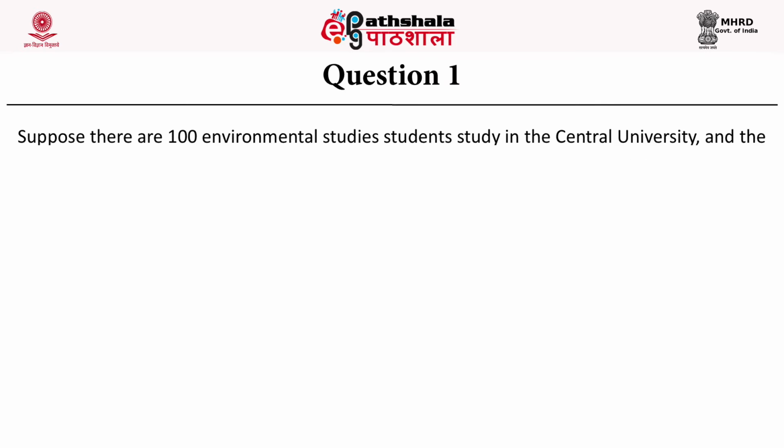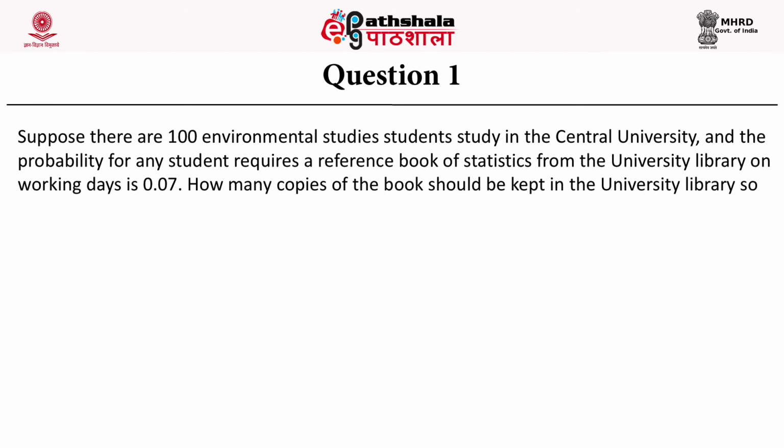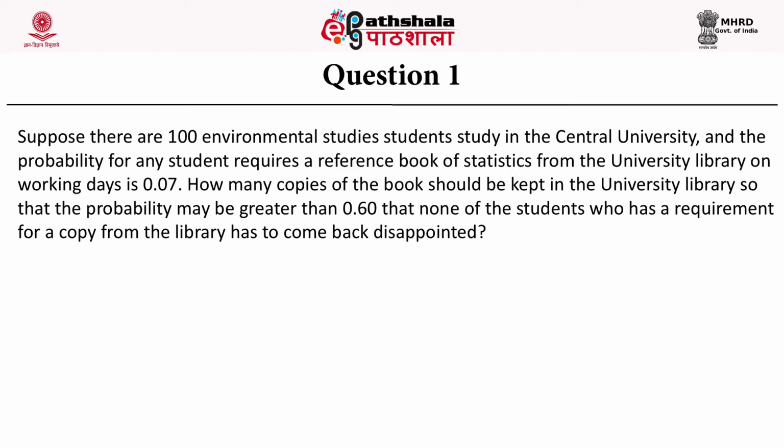So this is the first example. Suppose there are 100 environmental studies students studying in the Central University, and the probability that any student requires a reference book of statistics from the university library on a working day is 0.07. How many copies of the book should be kept in the university library so that the probability is greater than 0.60 that none of the students who requires a copy from the library has to come back disappointed?